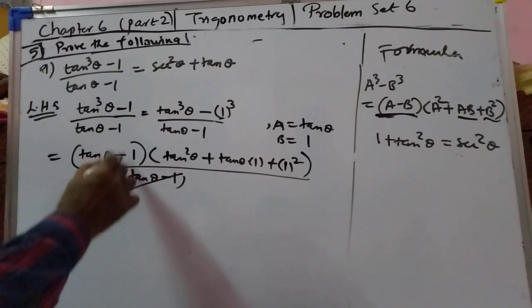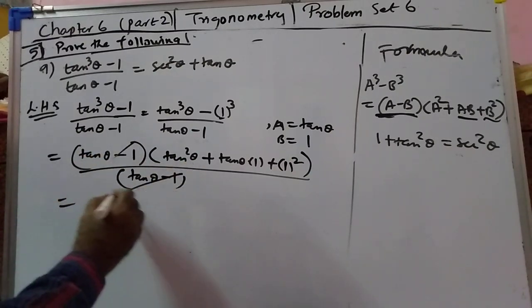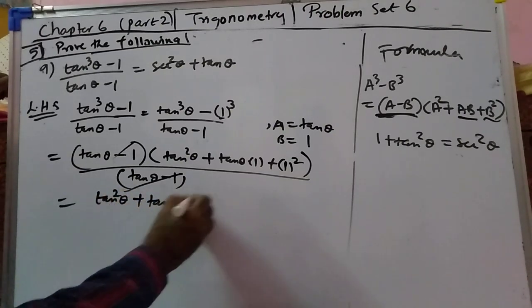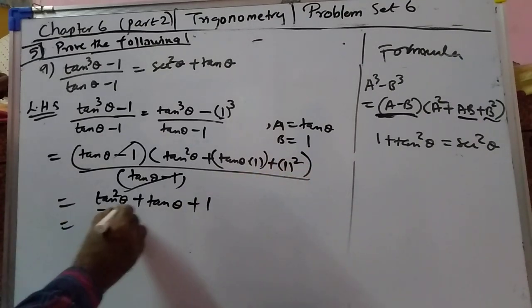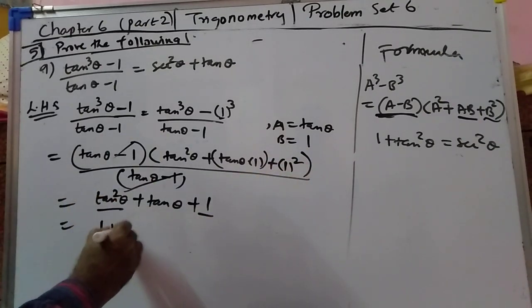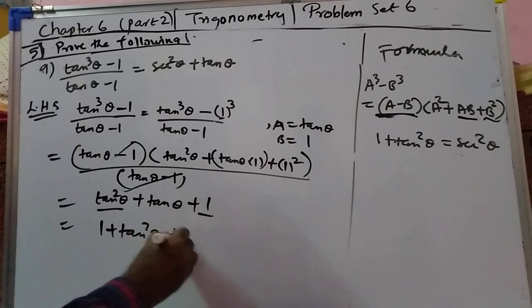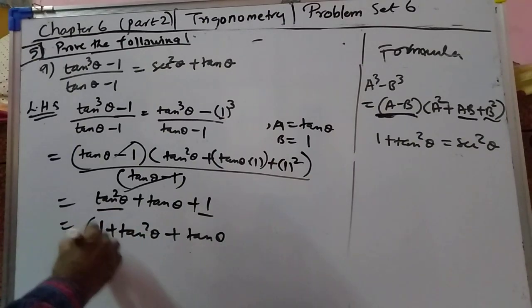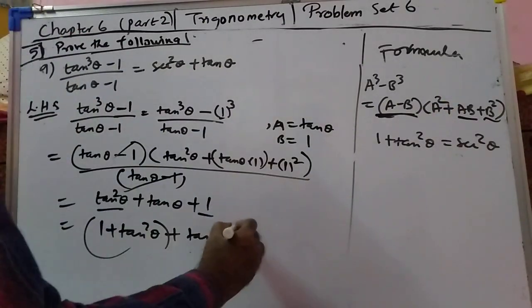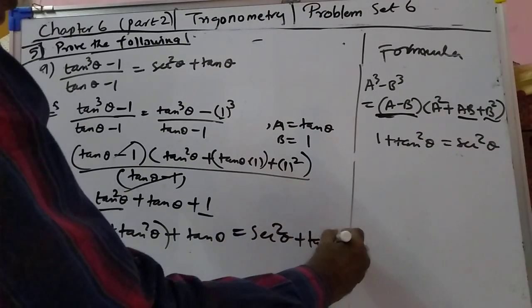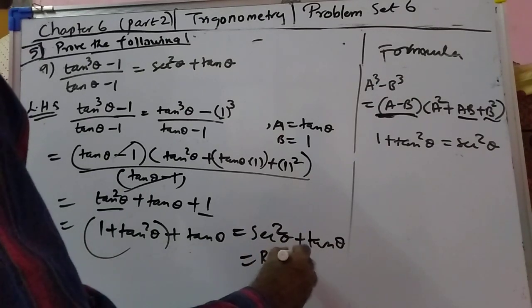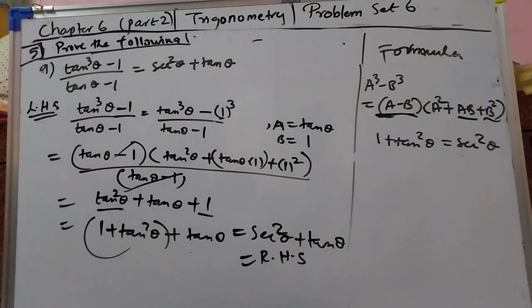You can cut this. Now it will become tan square theta plus tan theta plus 1 square is 1. Now we rearrange it. 1 plus tan square theta plus tan theta, but 1 plus tan square is sec square theta. So that will become sec square theta plus tan theta. That is equal to right hand side. Okay, I hope you got this. Next we do the 10th problem.